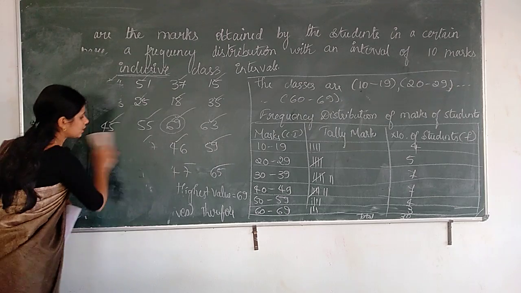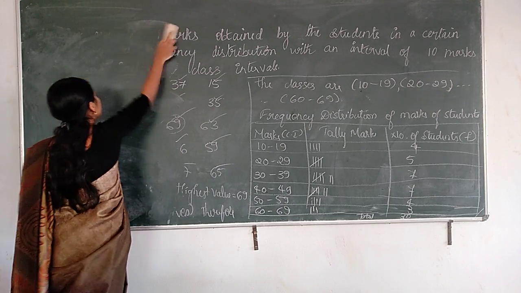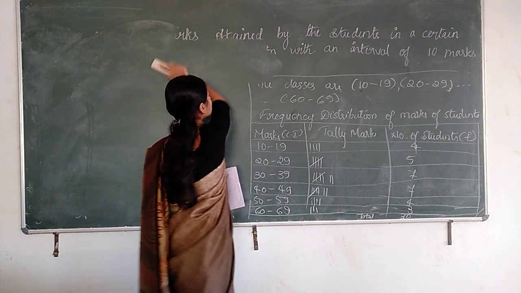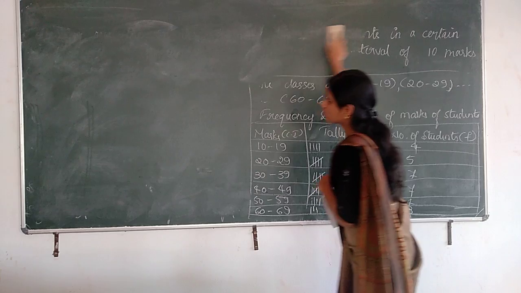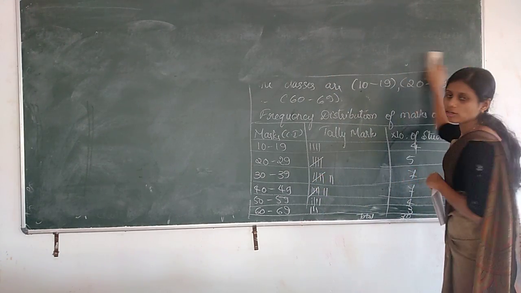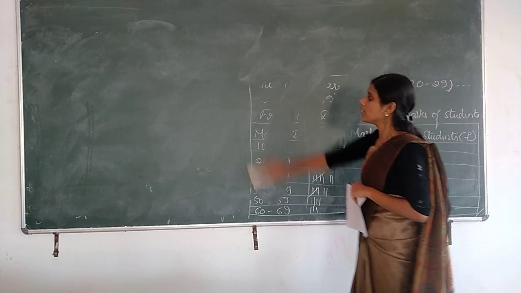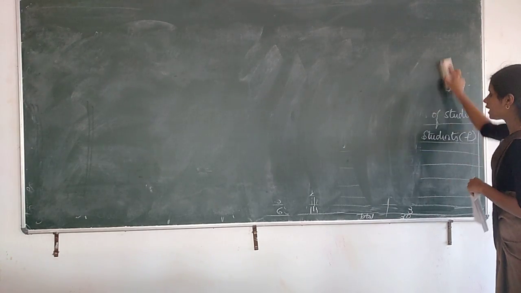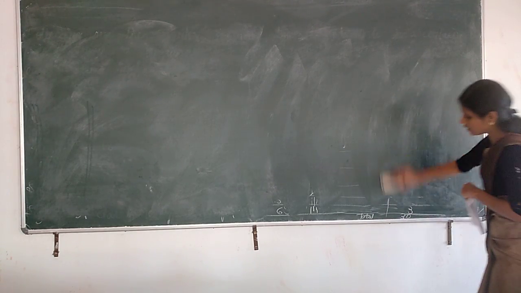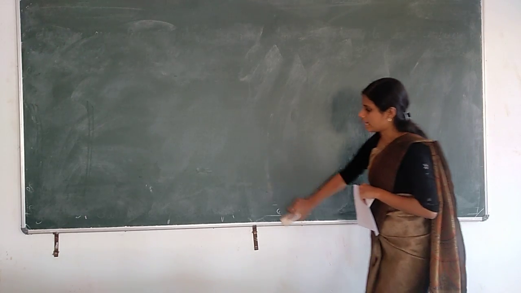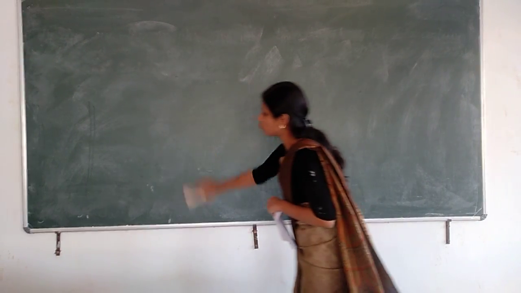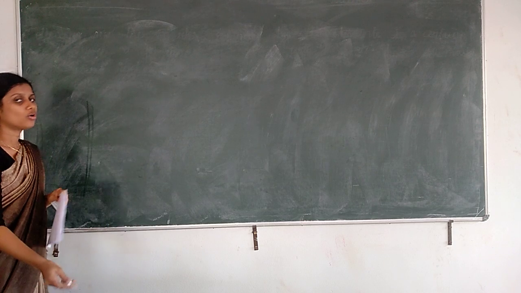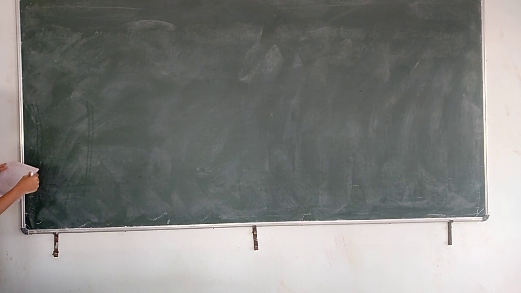Marks obtained by students in a test. Here we have framed the frequency distribution with inclusive class intervals because it was specified in the question. If it is not specified in the question, then always we have to frame the frequency distribution with exclusive class intervals. But here, as it is specified as inclusive classes, we have to frame inclusive class intervals only. Now we will solve one more problem.